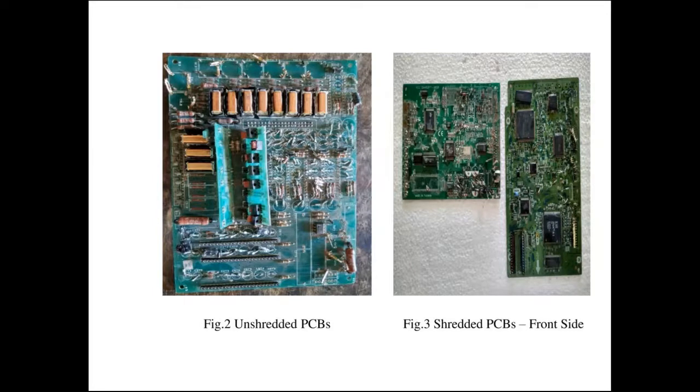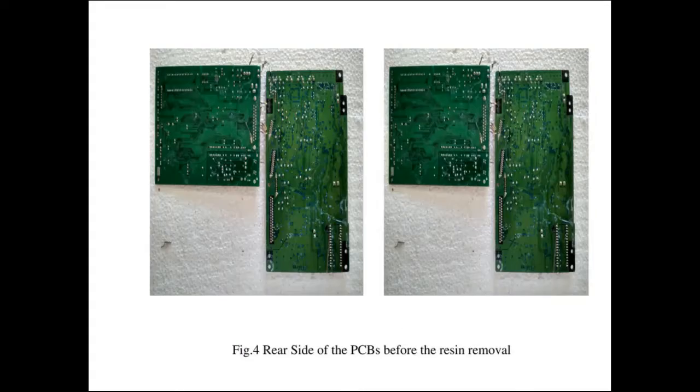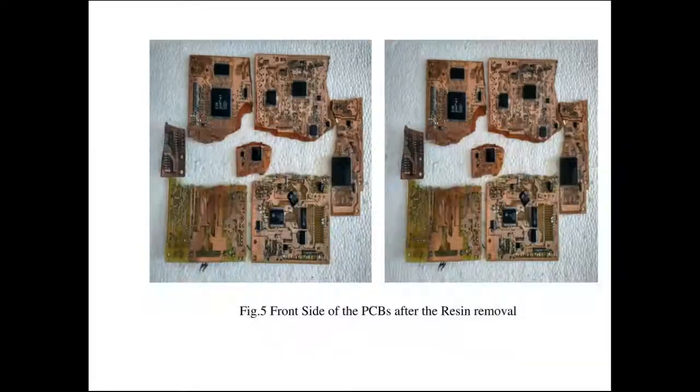So the first image shows the unshredded PCB and the second image shows the shredded PCB, different sides. And this is the rear side of the PCB before the resin removal. So this is the front side of the PCB after the resin removal. Resin removal has been done by using NaOH, one normal solution.